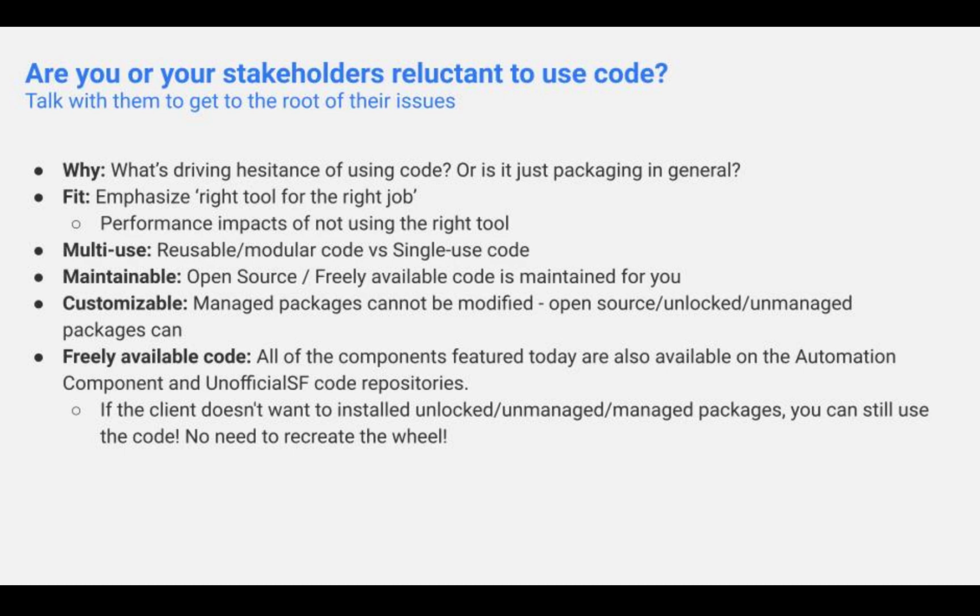And so the last one is, this is all freely available. All of this stuff is on the automation component library in Unofficial SF and just throughout GitHub in the community. If the client, customer, or your stakeholder doesn't want to install the packages that are frequently offered on all of these articles, you can just use the code. You can hop into the repository and you can copy and paste the code into your dev console, and no need to install anything. So, there are lots of options for a lot of these components.